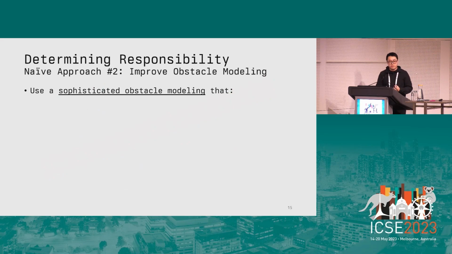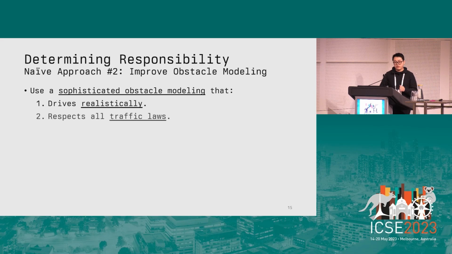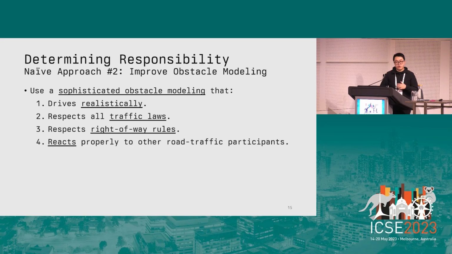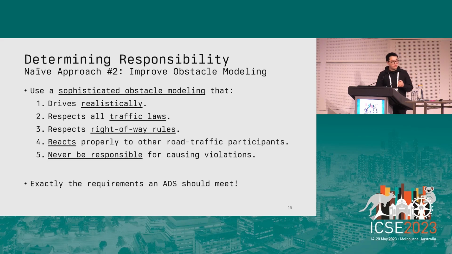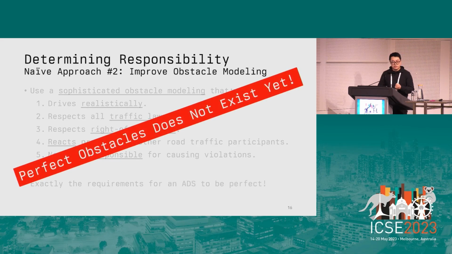Now, maybe we can do something about the obstacles. We can improve the obstacle modeling so that they drive realistically, they respect all the traffic laws, they respect all the right-of-way rules, they react properly to other road traffic participants, so that they will never be responsible for causing violations. If the obstacles are never responsible for causing violations, then only the ADS can be responsible. But if you look at these requirements, these are also the requirements that ADS should be meeting. And we haven't seen an ADS that's perfect to this extent and never responsible for causing violations. So we can conclude that perfect obstacle modeling does not exist yet.